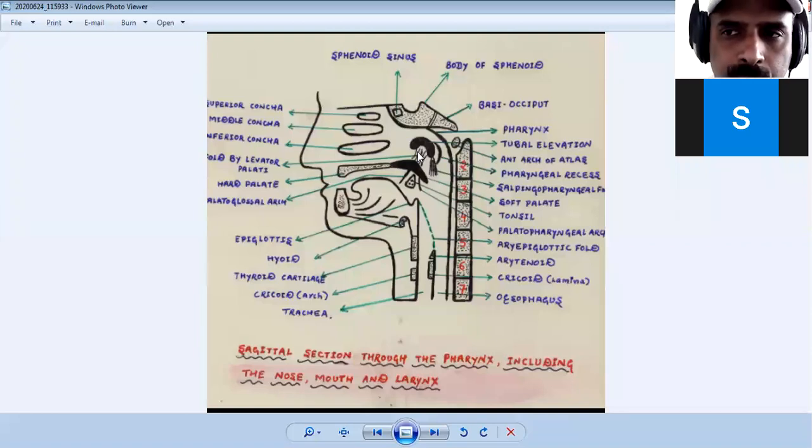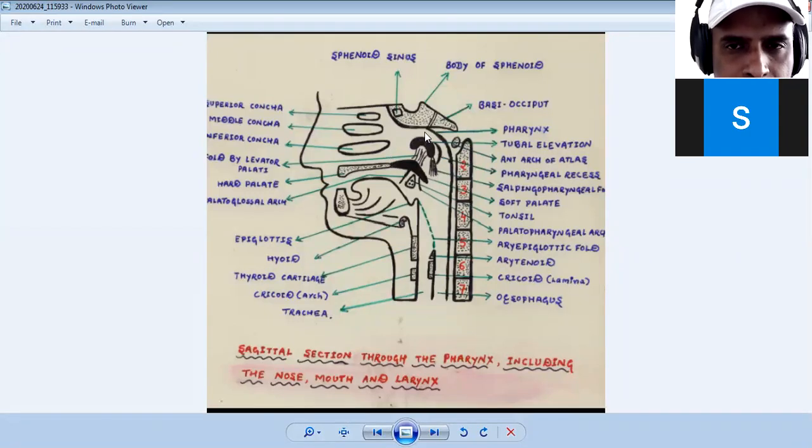Next comes the anterior communication. Anteriorly, this nasopharynx communicates with the nasal cavity through the posterior nasal aperture. Here we have the anterior nasal aperture, the opening orifices, and here we have the posterior nasal aperture.